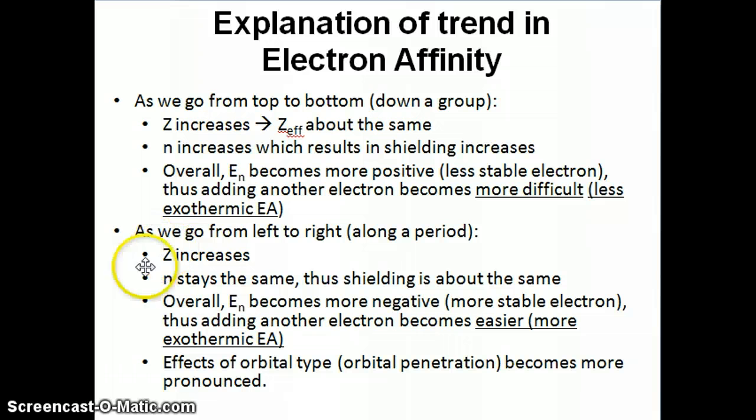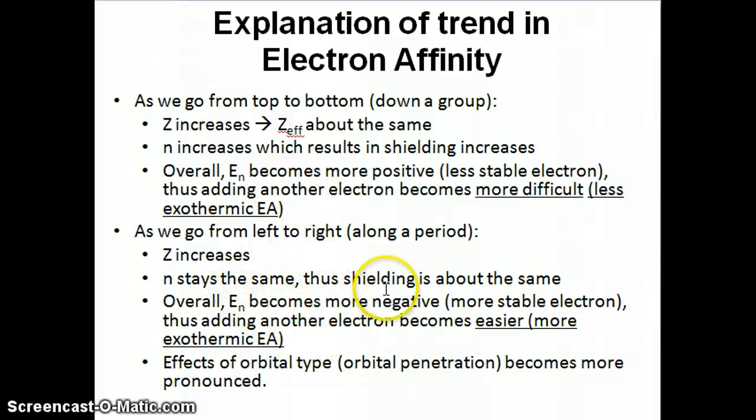Now when we go left to right, on the other hand, as we said before, Z increases, but n stays about the same, because you're on the same shell. So shielding is about the same. You don't get a change in the shell number, but you do get a change in the atomic number, which makes the electron more stable.